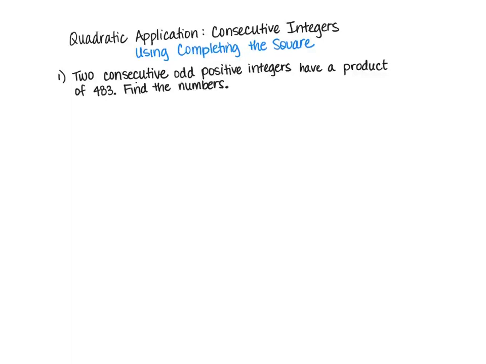Okay, let's look at a quadratic application on consecutive integers, and to solve this we will use a method called completing the square. Not because it's the only method, but I believe it to be the most effective or efficient technique that we have out there, because these numbers can tend to get fairly large when we start talking about these products. So let's just refresh something real quick before we start that.